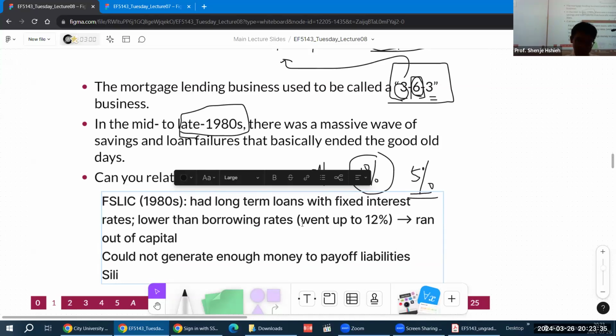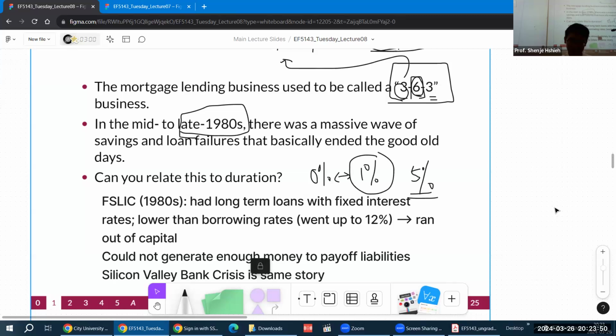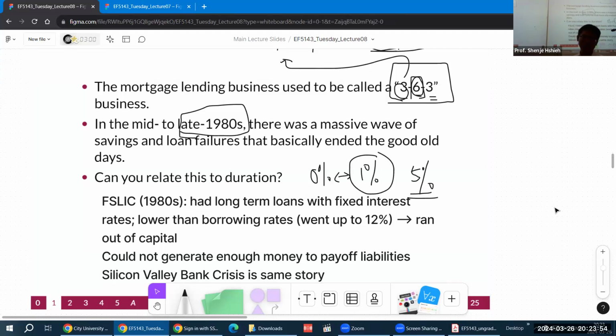So the Silicon Valley Bank crisis is the same story. If there's anything you learn from finance, it's that people don't learn from their mistakes. I mean, history. Okay. If you were a risk manager at a bank, this is something you definitely should pay attention to: the duration of your bond portfolio.